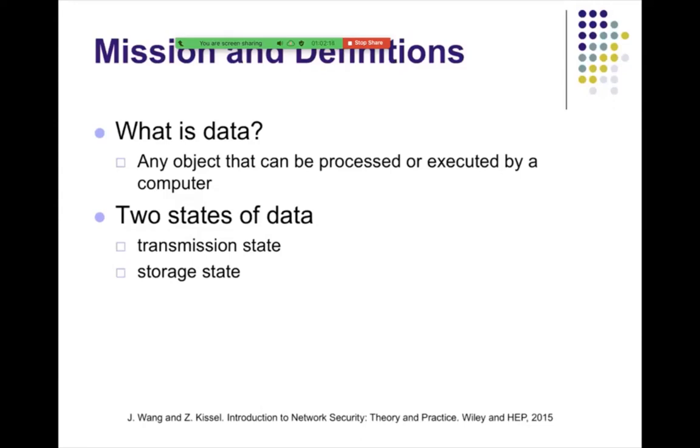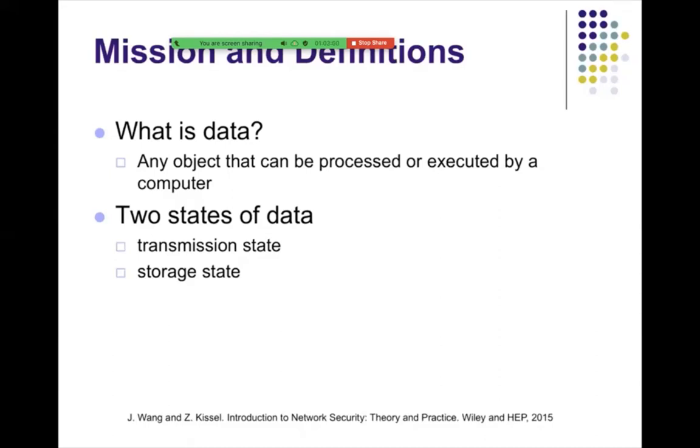Data can also be an executable file, a program, a graphics file, an audio file, a video file, and so on. So in general, anything that we can send over from one computer to the other is data. Anything we can process using a computer is data. And anything that we can execute on a computer is data.